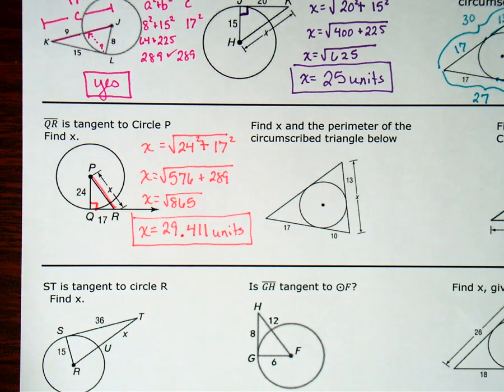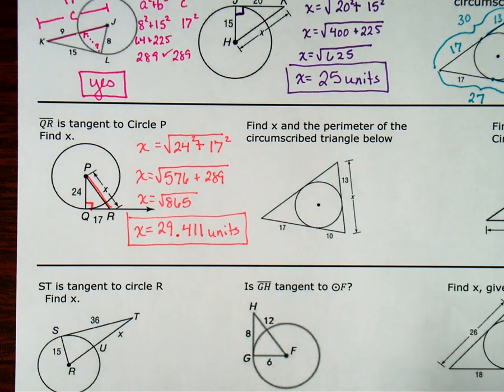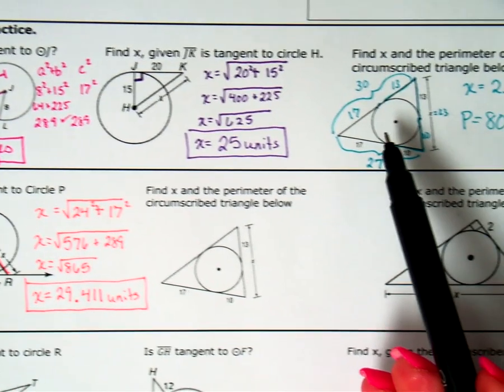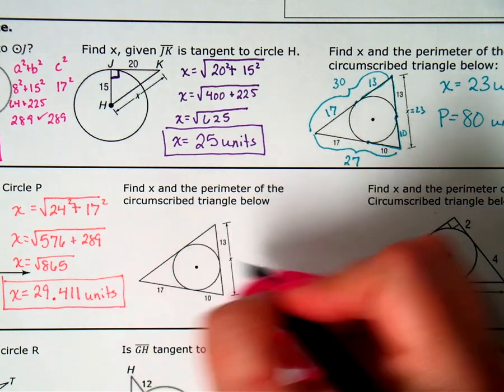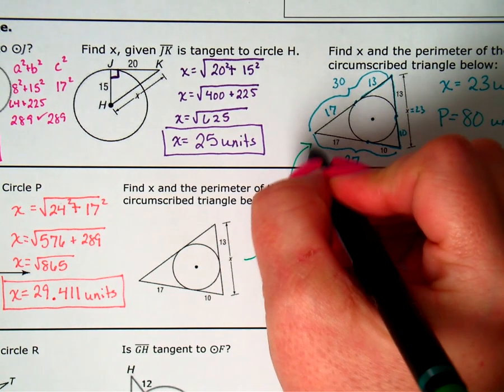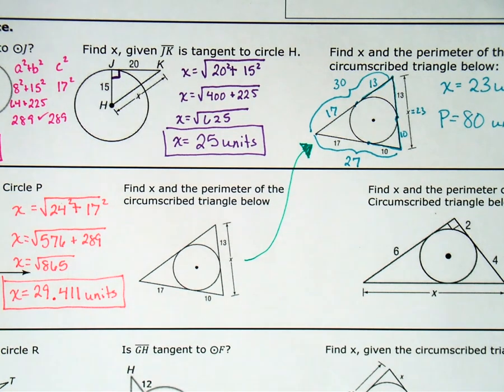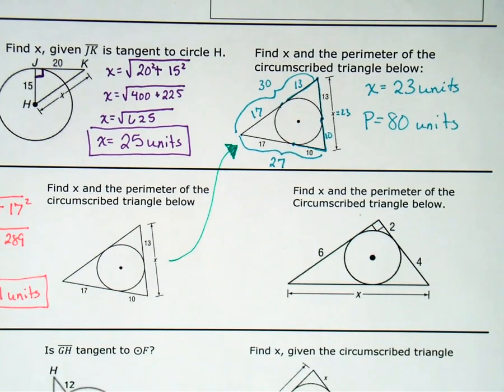Okay, let's look at the next one. The next one, find x and the perimeter of the circumscribed triangle below. So, oh, this is the same problem as this one. We've already done this one. I already know that x is 23 units, p is 80 units. Somehow this problem got in our notes twice. Same problem there. Okay? All right, let's look at the next one.